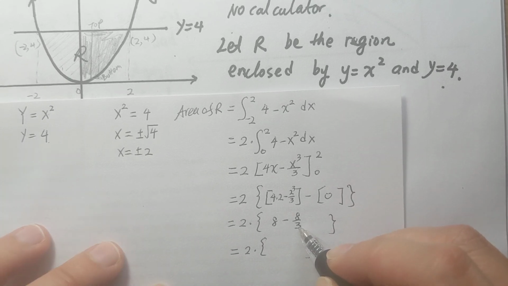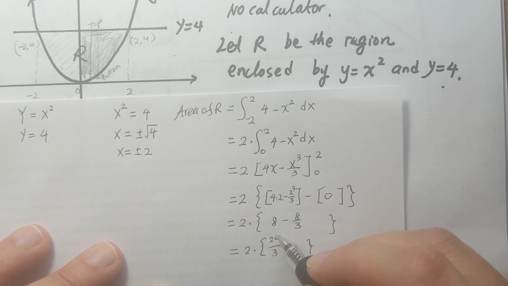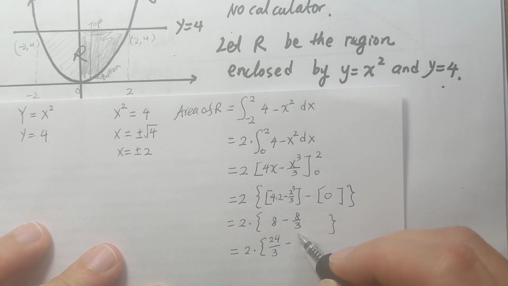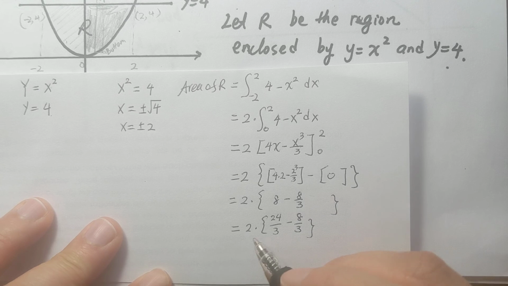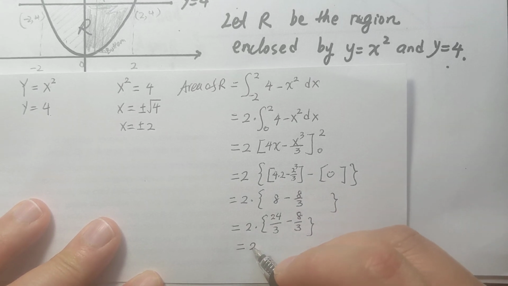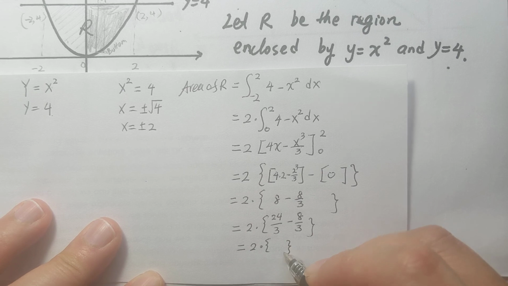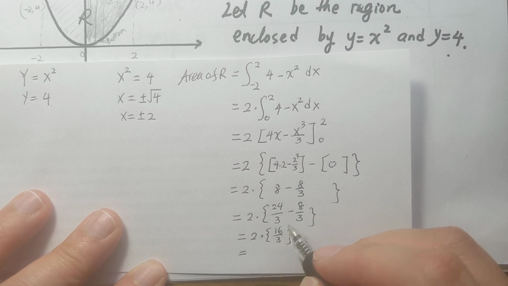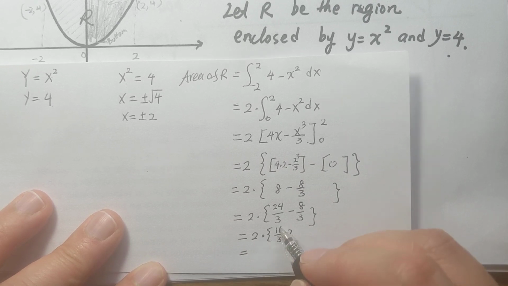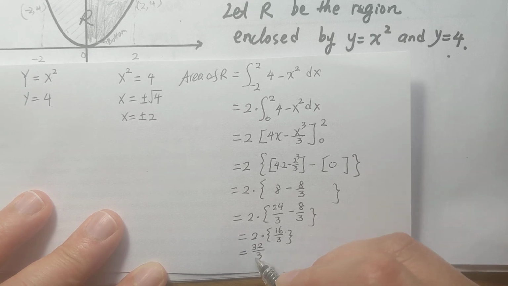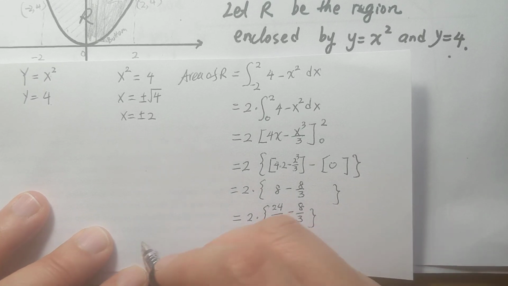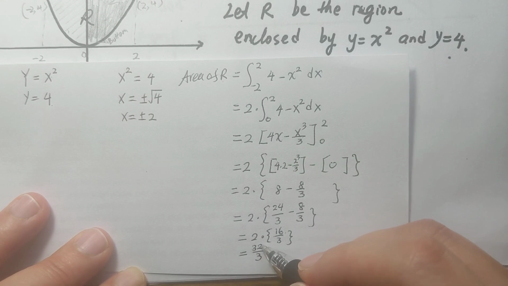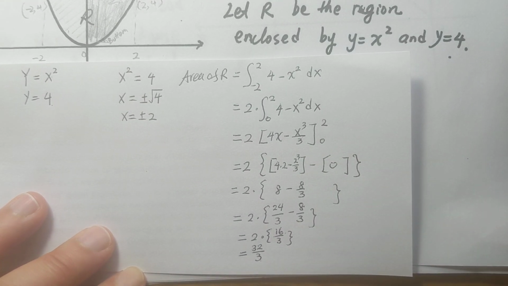So I want to have the common denominator, so it'll be 3, and then numerator 24 minus 8 over 3. And then I'm going to subtract. So I get 2 times 16 over 3. And then you're going to multiply. 2 times 16 is 32. So I get 32 over 3. So therefore the area of R equal to 32 over 3 square units. So we finished question number 2.